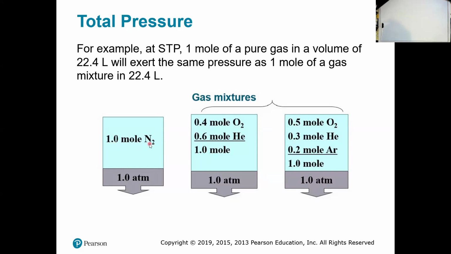So we have just nitrogen here. In the second container, we have oxygen and helium. And in the third container, we have oxygen, helium, and argon. The amount of gas in all 3 of these containers is the same: 1 mole, 1 mole, 1 mole. And that means that each of these gases, whether they're an individual gas or a mixture of gases, is still going to exert the same amount of pressure.